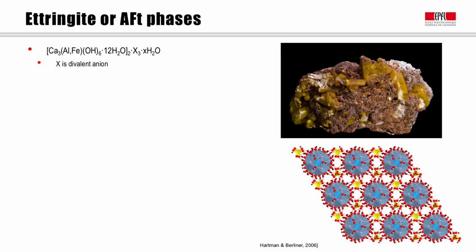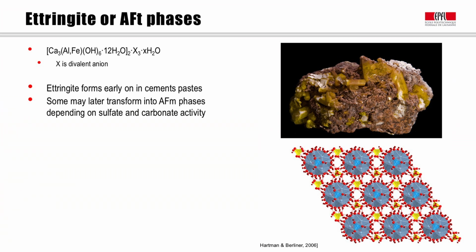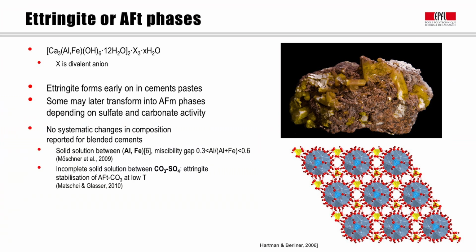More generally, the formula is like this. So we have 3 calciums, either aluminium or iron, and then these hydroxide groups and the water molecules. And then the X3, this can be a divalent anion. In the case we're talking about here, it's sulfate, but another possibility is carbonate. So ettringite forms early on in cement paste, and some may later transform into the AFm phases that we're going to see later, depending on the amount of sulfate and carbonate we have in the paste.